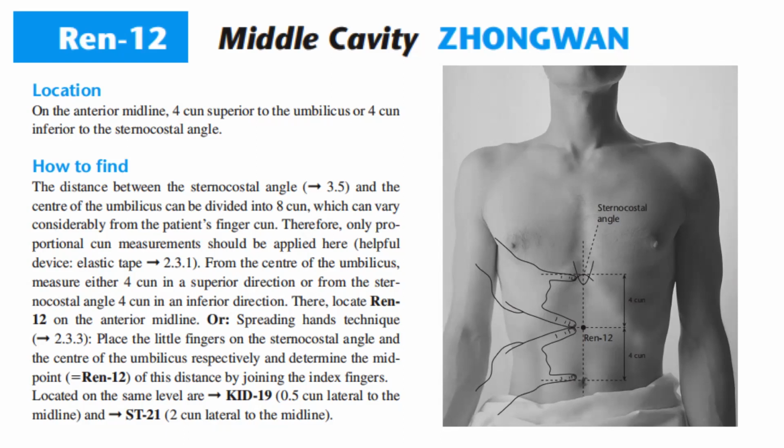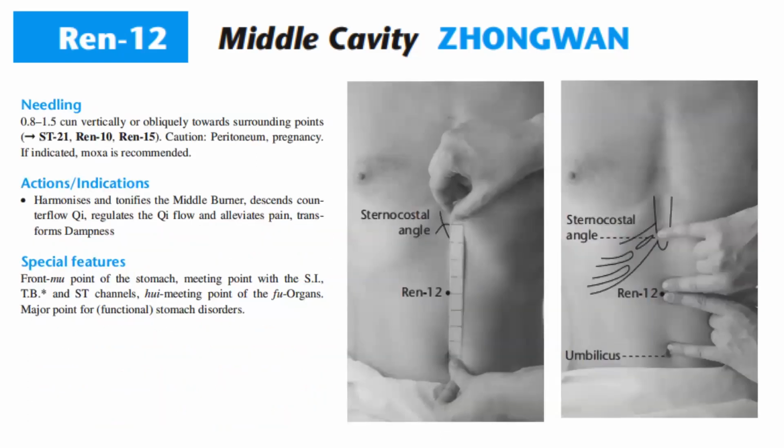Located on the same level are Kidney 19, which is 0.5 cun lateral to the midline, and Stomach 21, 2 cun lateral to the midline. Needle 0.8 to 1.5 cun vertically or obliquely towards surrounding points: Stomach 21, REN 10, REN 15. Caution: rupture of the peritoneum, pregnancy. If indicated, moxa is recommended.